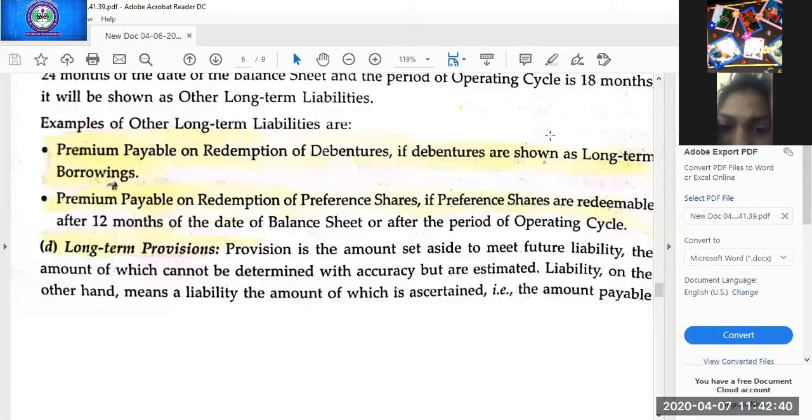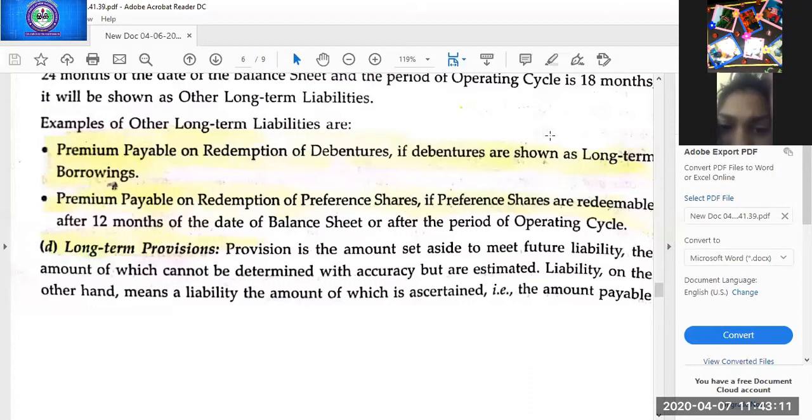redemption of debentures, you can also call it POR, premium on redemption of debentures. Then premium payable on redemption of preference shares. Redemption of preference shares means when we will be paying back the amount of preference shares. As we all know, preference shares can be redeemed during the lifetime of the company, but equity share capital is paid only at the winding up or liquidation of the company.